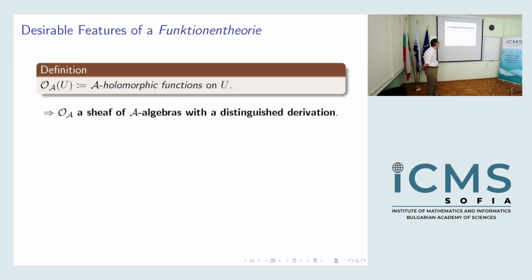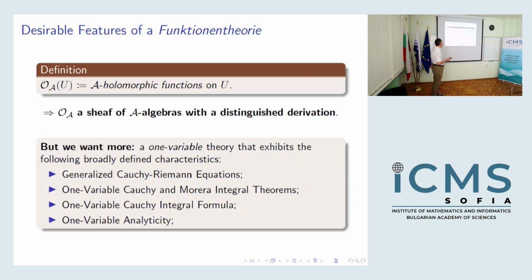Right, and so what happens if we collect all these A-differentiable functions? We have a notion of differentiability, and so we do have a notion of holomorphicity, namely a function is holomorphic at a point if it is A-differentiable in a neighborhood of the point. So nothing crazy. And if we collect all these functions, we do get a sheaf of A-algebras with a distinguished derivation, the derivation of course being taking the A-derivative of this map.